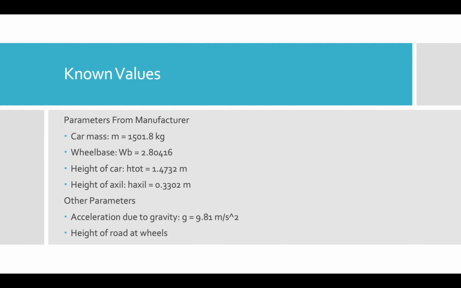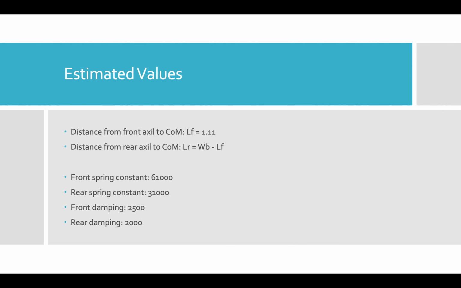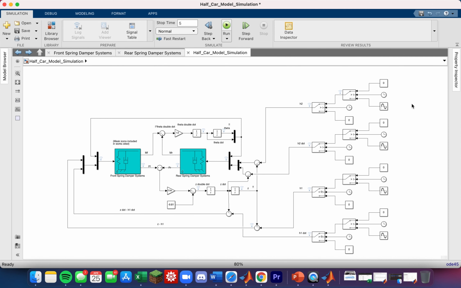Now I will go over the values that I used in these equations. The following parameters were provided by the manufacturer on their website: car mass, wheelbase, height of car, height of axle. Other parameters that I utilized were acceleration due to gravity and height of the road, which I modeled in Simulink. In order to find semi-accurate spring constants and damping constants, I looked on the internet for average spring constants and damping constants. I will now go over the closed loop system that I created in Simulink in order to simulate this system.